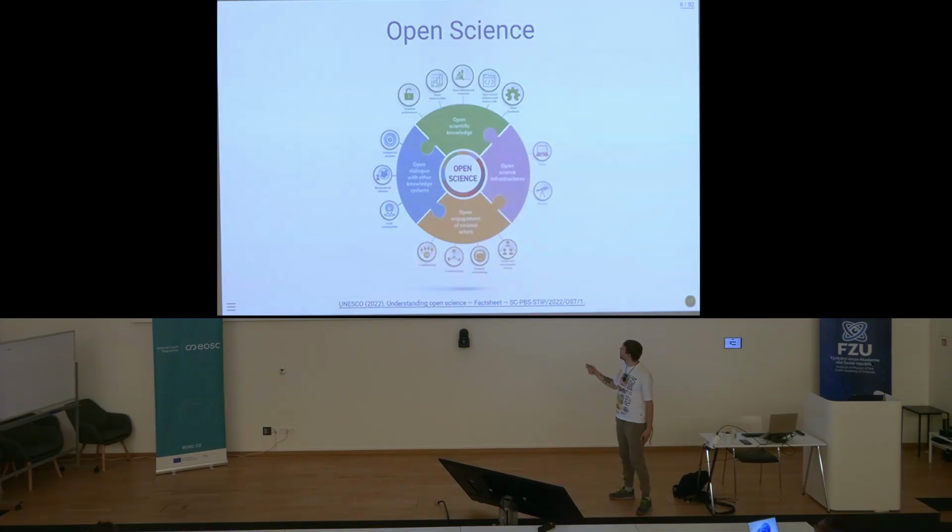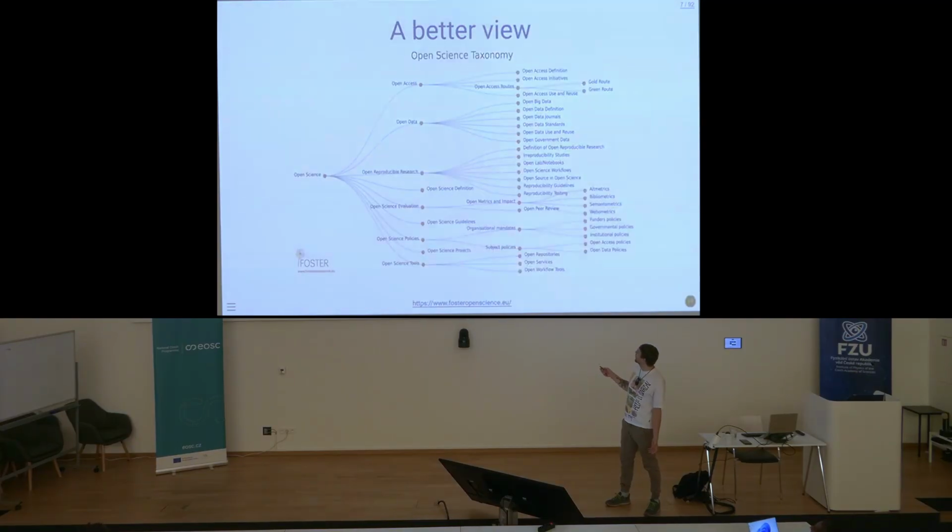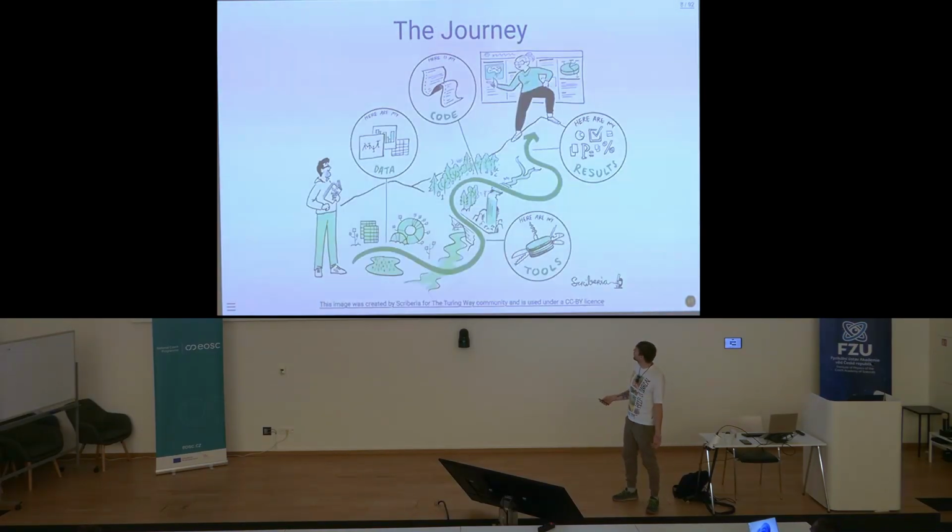Which is about open scientific knowledge, infrastructures, dialogue with the environment. But I like this better view of what open science is. And here we can talk about open access, open data, open reproducible research. That's what I am mostly interested in. Open science evaluation, etc. This is a breakdown of what it is. And version control is part of that, I would say mostly part of reproducible research, but not only.